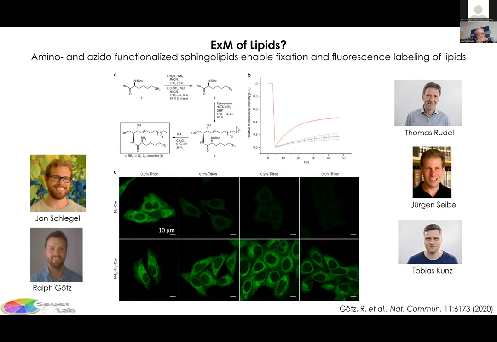And this is now a very special sphingolipid, the ceramide shown here. It has a clickable azide group, so you can attach a fluorophore there by click chemistry, and an aliphatic amino group for linkage of these lipids into a polyacrylamide gel or for fixation. And then we undertook a few studies with bacteria, where we joined forces with Thomas Rudel and Tobias Kunz. And from my side, Ralf and Jan have been working on it.